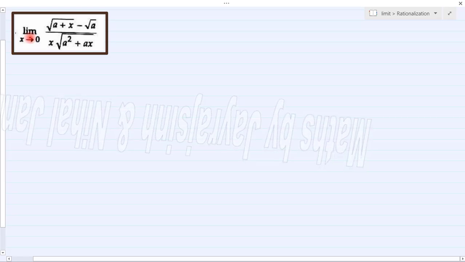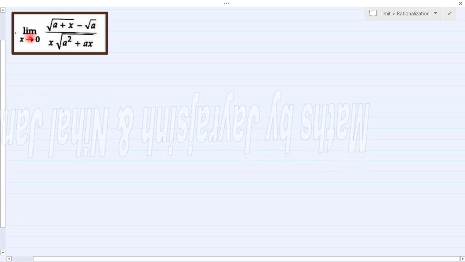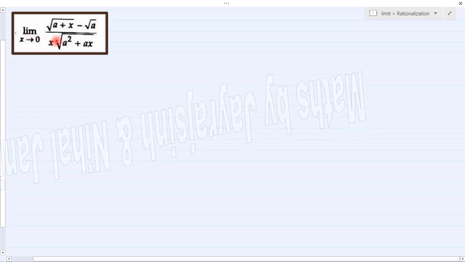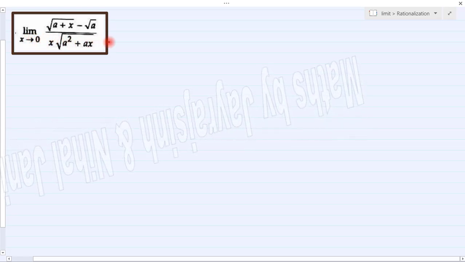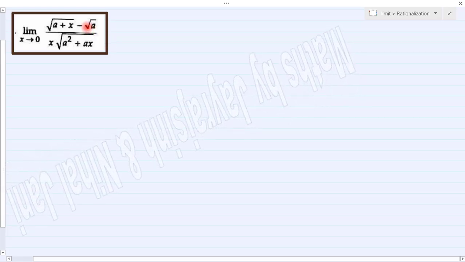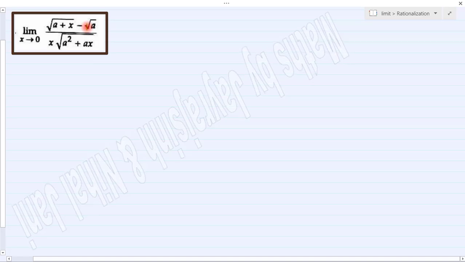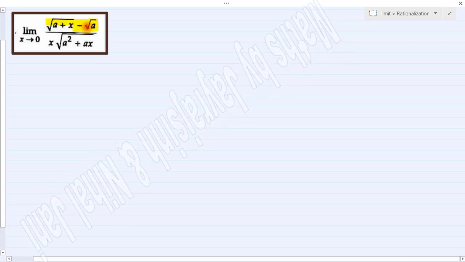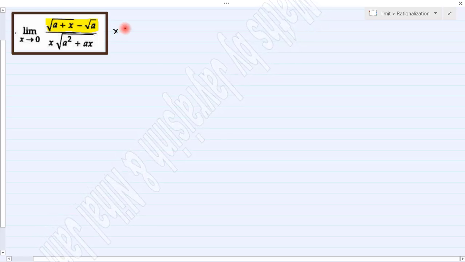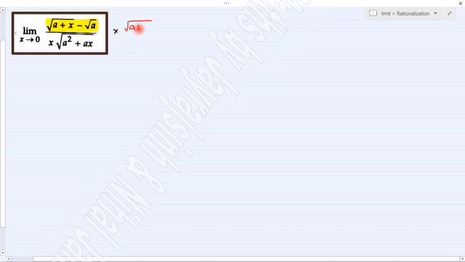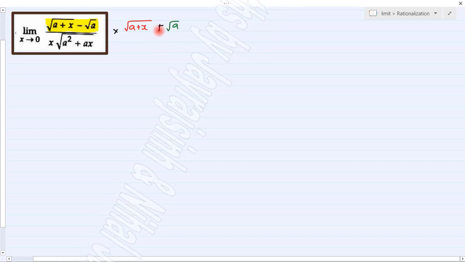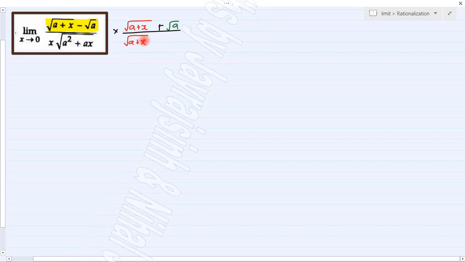In this question, you have to find limit x tends to 0, (under root of a plus x minus root a) upon (x plus under root of a square plus a into x), which is in the form of 0 by 0. Now, this term with the root as well as negative sign should be removed by multiplying and dividing by its conjugate, which is root a plus x plus root a. So divide by the same term.